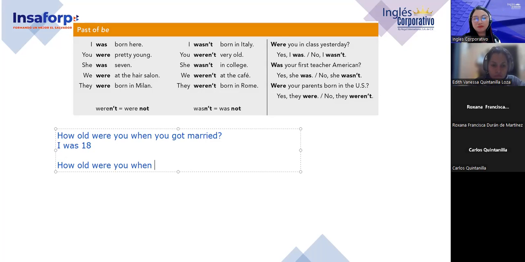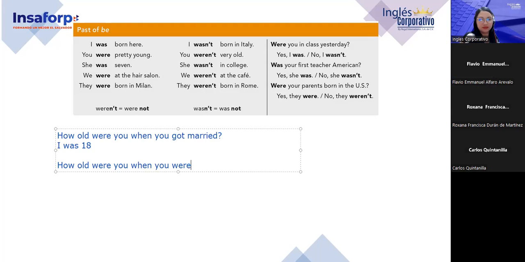Para practicar los verbos en pasado. How old were you when you... yes, class. ¿Qué verbo ocupan? Went. Oh, me encanta. Went. Cuando fuiste, when you went. Ajá. ¿A dónde? Okay, let's write school. To, para no, no school. Complicarnos, ¿verdad? When you went to school.